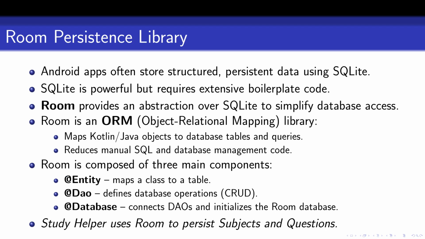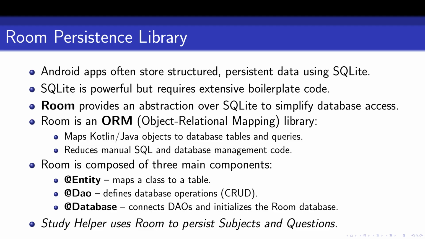Now let's talk about how we handle data persistence. Android apps typically use SQLite for structured data, but SQLite requires a lot of boilerplate code. Room simplifies this by acting as an abstraction layer. It's an ORM library, which means it maps your Kotlin classes directly to database tables. This significantly cuts down on manual SQL and improves code maintainability.